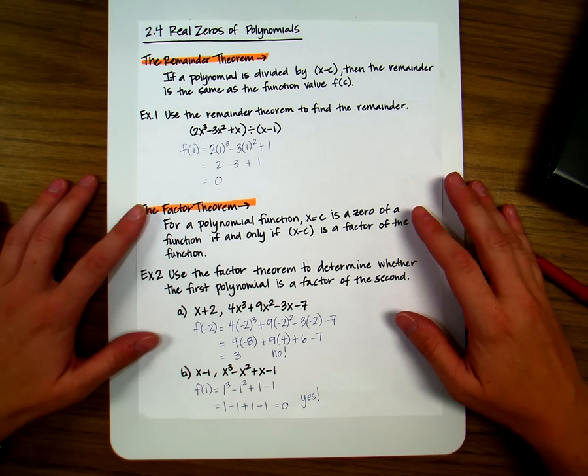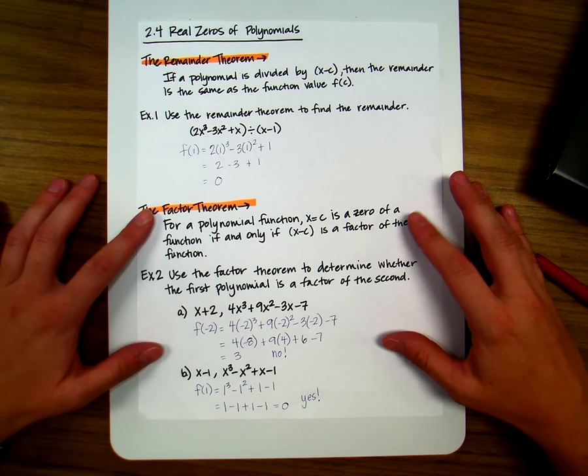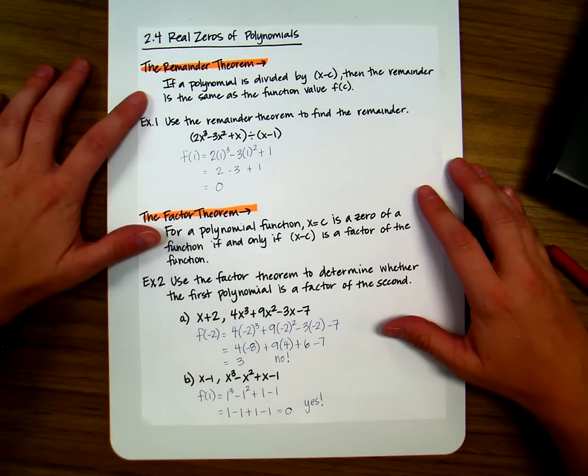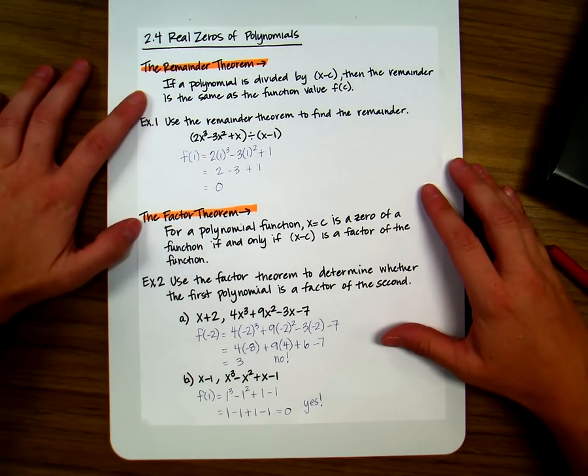The real zeros of polynomials. The first theorem that we're going to talk about is called the remainder theorem. If a polynomial is divided by x minus c, then the remainder is the same as f of c.